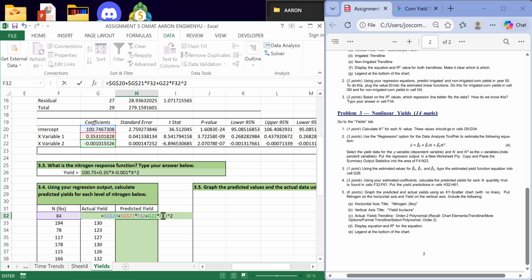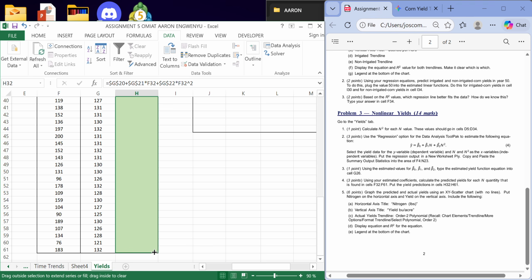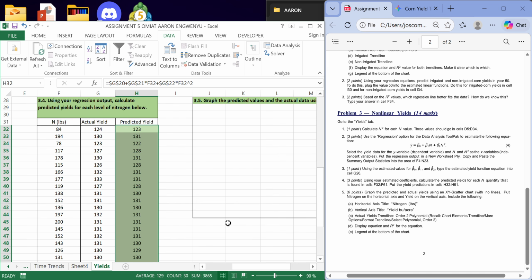Remember, this also has to be absolute. The cell F32 doesn't have to be absolute, but everything else has to be absolute, cell referenced. And after we do that, I'll press enter. Then also for this, remember we're talking of n, not x. There you go. Now I can go ahead and fill this. There I go. It is done.